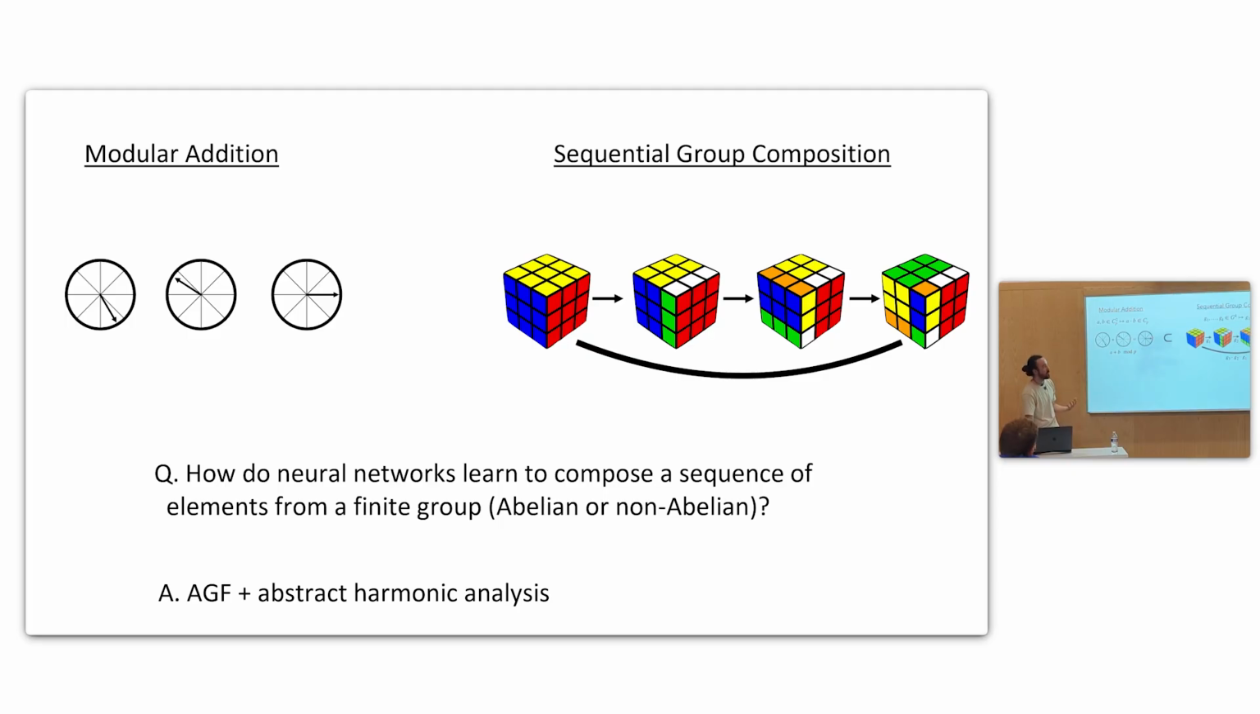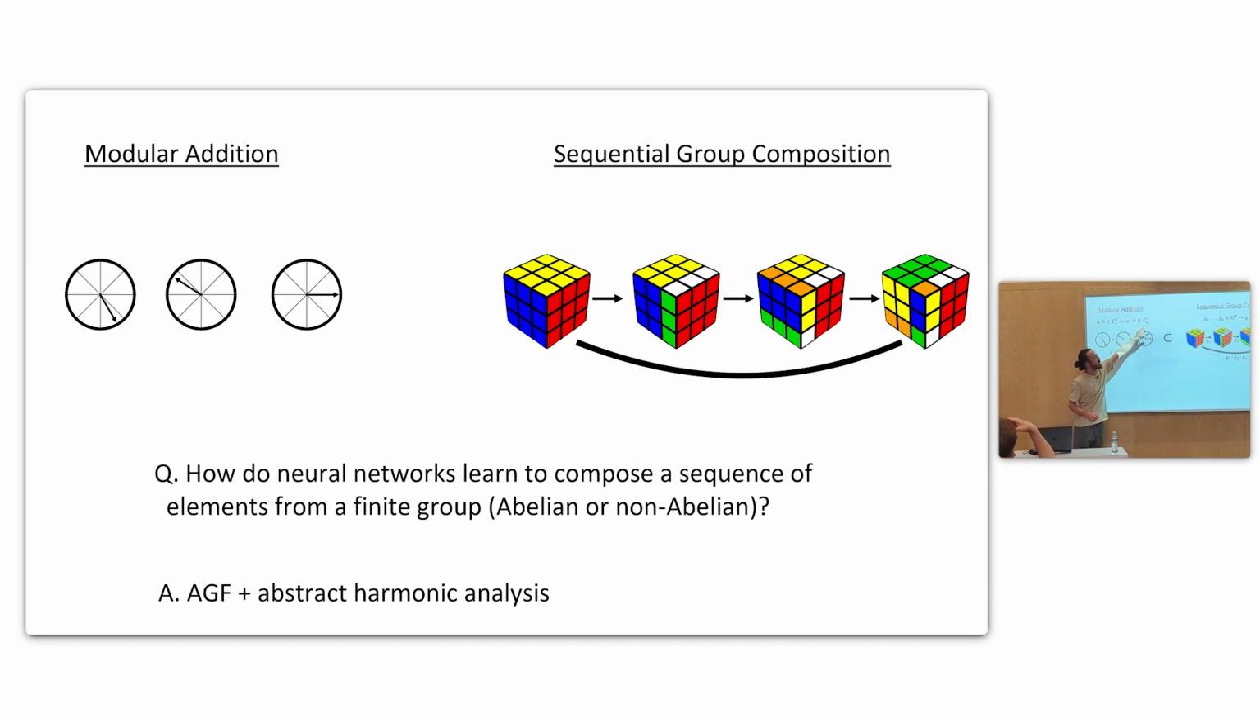So the generalization of this would be, imagine I give you a sequence of elements from a group, and I ask you to learn the composition rule of that sequence of elements. So that's what we're calling this sequential group composition task. So this visual depiction here is every configuration of a Rubik's Cube is an element of the Rubik's Cube group. And you could think of each configuration as essentially a movement, an operation. So I could give you a bunch of these operations and ask, well, what's the composition of all those operations?